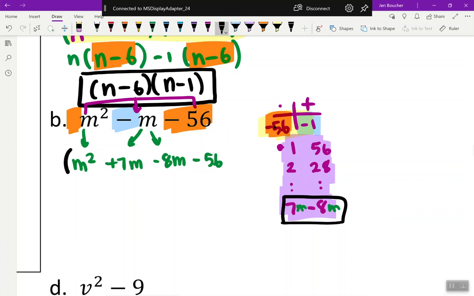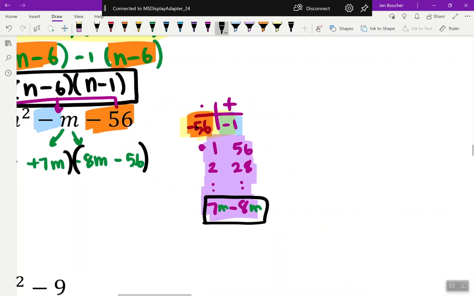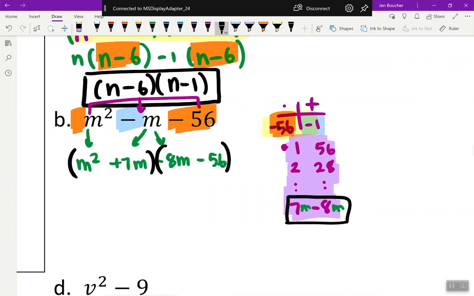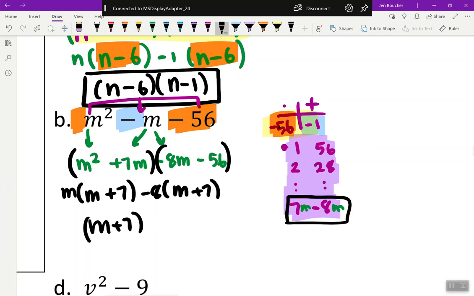All right, group it. M squared plus 7m, what do they have in common? An m. What are we left with? M squared, m plus 7. From the next group, what do they have in common? -8. You with me? M plus 7. They both have what? M plus 7. And what are my leftovers? M minus 8.